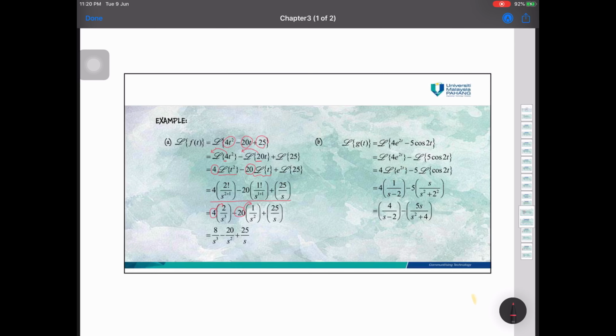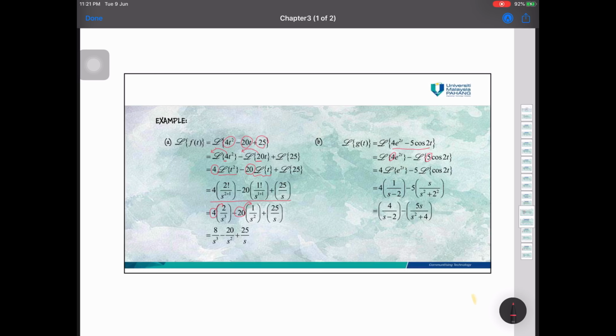Okay, let's see the second example here. You need to find the Laplace transformation of g(t), where the function g(t) is 4 e to the 2t minus 5 cos 2t. So you can separate both functions here. Therefore, you have the Laplace transformation of 4 e to the 2t minus the Laplace transformation of 5 cos 2t. You can see here you have 4 as a constant in front of e to the 2t, and 5 as a constant in front of cos 2t. Because they are just constants, you can bring them out from the Laplace transformation process.